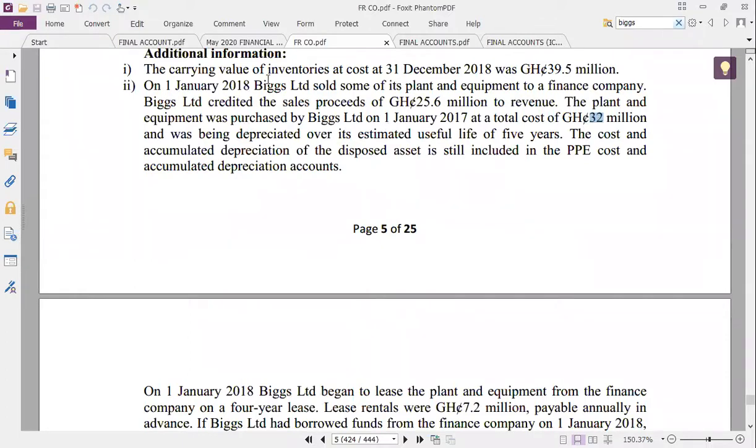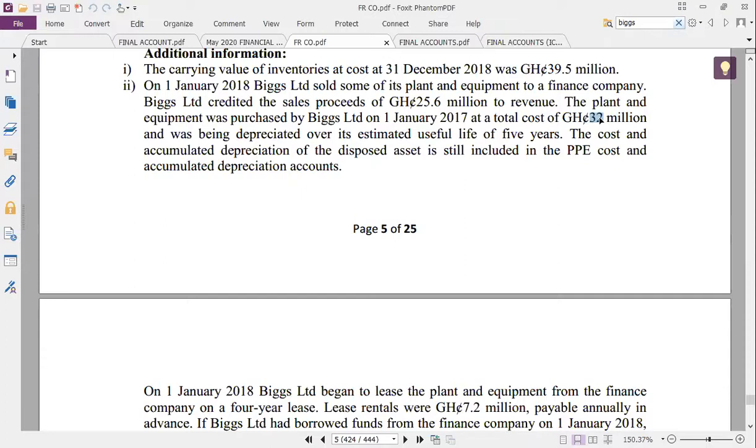In January 2018, Bix Limited sold some of its plant and equipment to a finance company. Bix Limited credited the sales proceeds of 25.6 million to revenue. The plant and equipment was purchased by Bix Limited in January 2017 at a total cost of what? 32. So the lease plant, the cost is 32 million. But we want to calculate the cost of the existing one, because along the line they sold it and then leased it back.